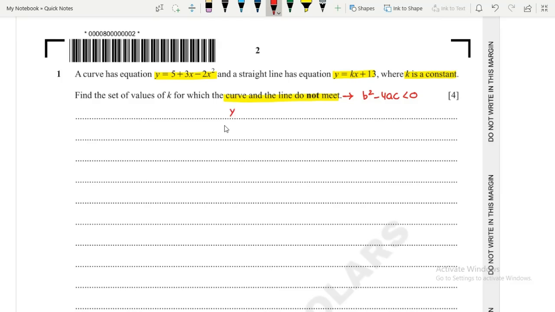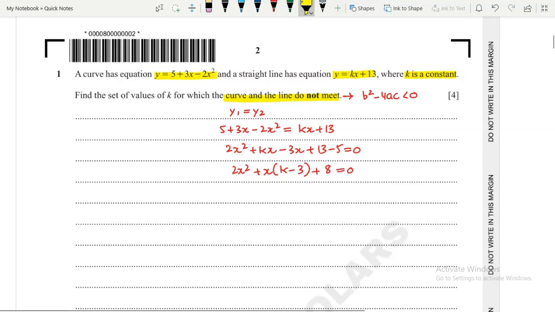So first of all, we will just equate y1 equals y2. This becomes 5 plus 3x minus 2x squared, and this becomes equal to kx plus 13 because they are intersecting. So let's move the 2x squared to that side, it becomes plus 2x squared, and then we have plus kx minus 3x, and then plus 13 minus 5 equals 0. This becomes 2x squared, let's take x as common, so plus x multiplied by k minus 3, so it becomes kx minus 3x, and then we have plus 8 left over here.